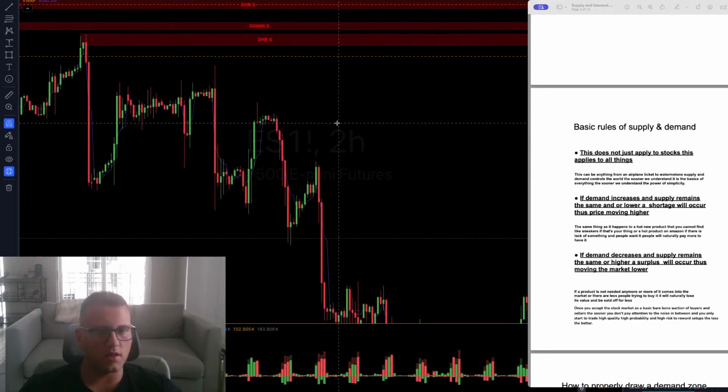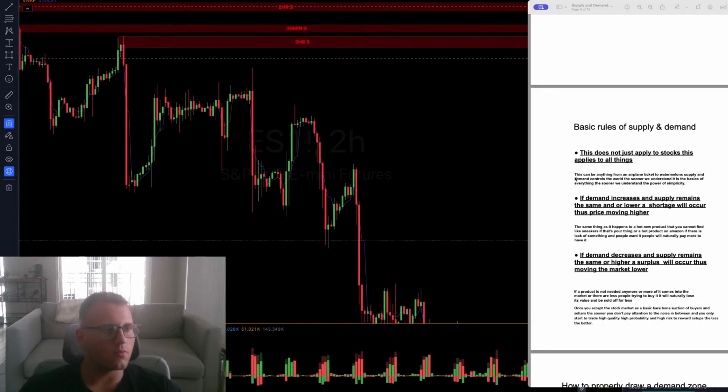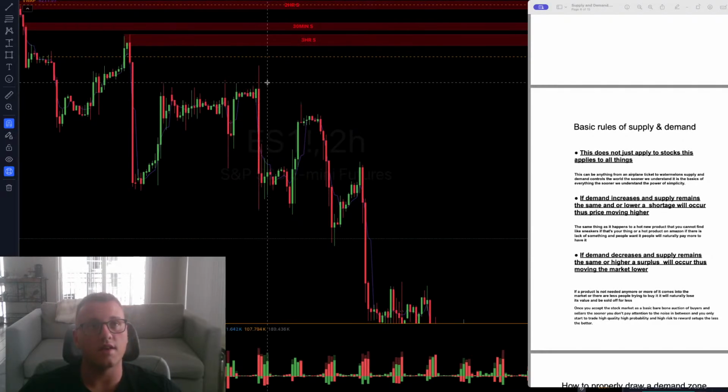Supply and demand obviously doesn't just apply to stocks or trading. It's for anything, like a plane ticket or concert tickets; there's a supply and demand aspect. If demand increases and the supply remains the same or is lower, a shortage will occur, thus moving the price higher, as you will see here, and vice versa. If the demand decreases while supply is the same or increases, we're going to get a drop in the market price.